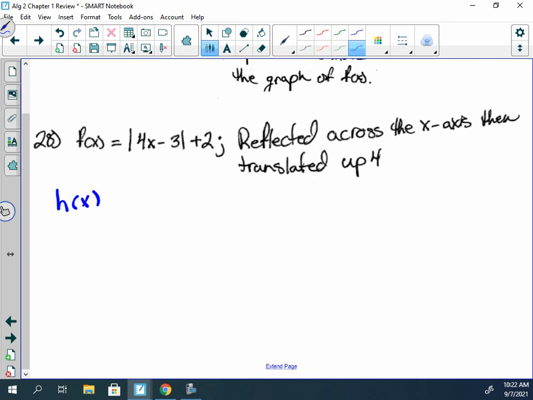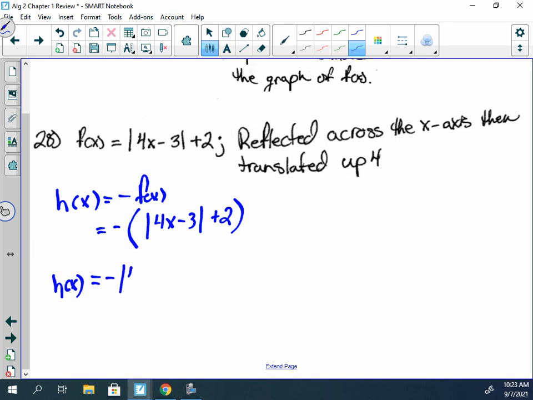So h of x would be our starting one. Reflected across the x-axis is going to be our negative f of x, because that's the one that is connected with our reflection across the x-axis. Well, what is f of x? Well, it's the absolute value of 4x minus 3 plus 2. Now this time we do have a negative outside those parentheses, so it does need to be distributed across. So it won't go inside the absolute value, so it's just going to be negative absolute value of 4x minus 3. But a negative times a positive would give us negative 2.